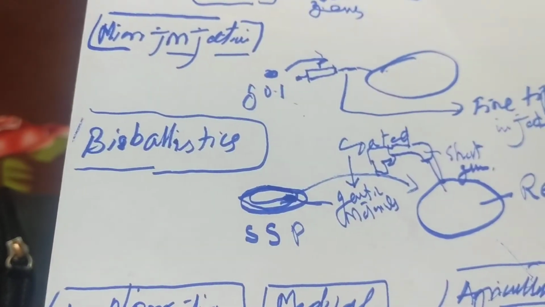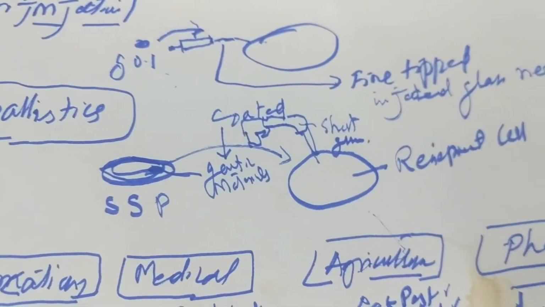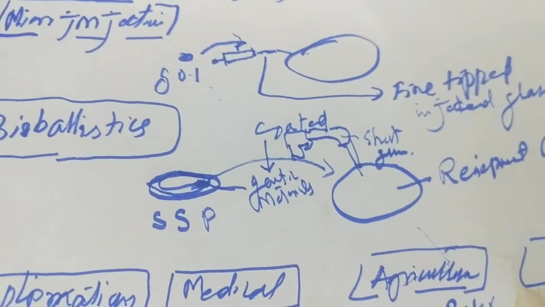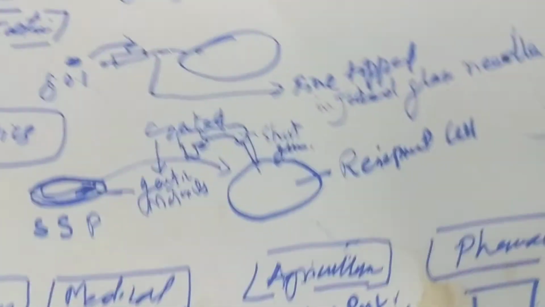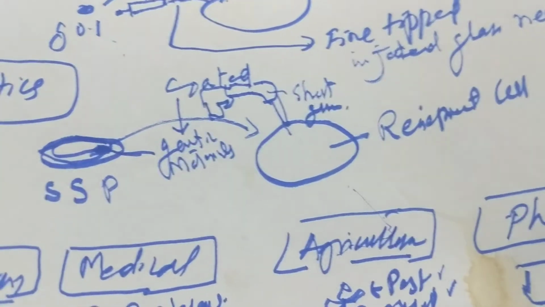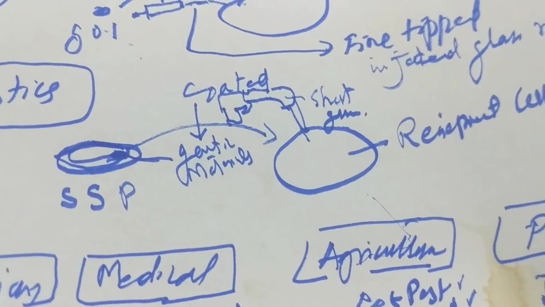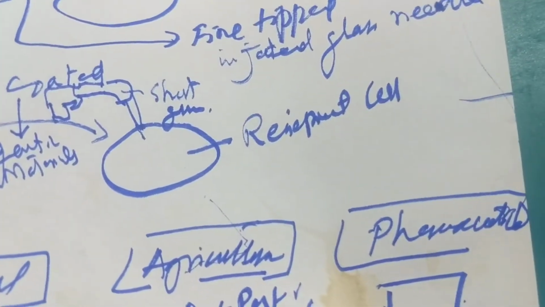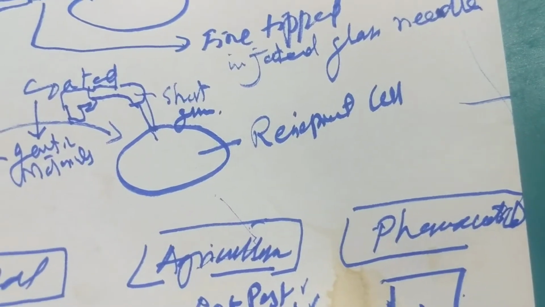Next is bioballistics. In this technique used in genetic engineering, small silver particles are used. The gene of interest is coated onto these particles and then inserted into the cell with a shotgun-like device, to get some desirable traits.